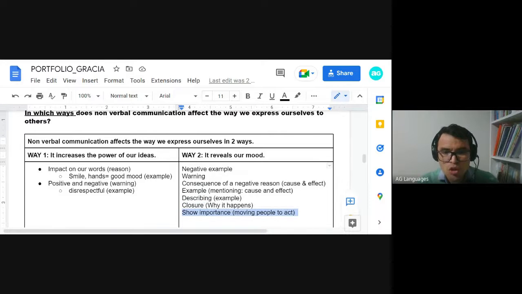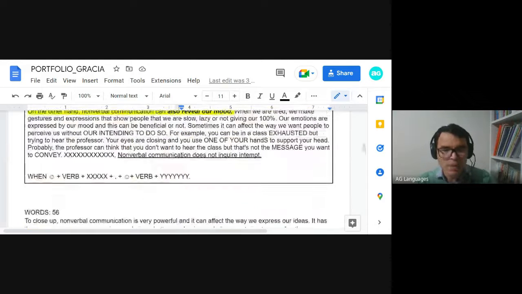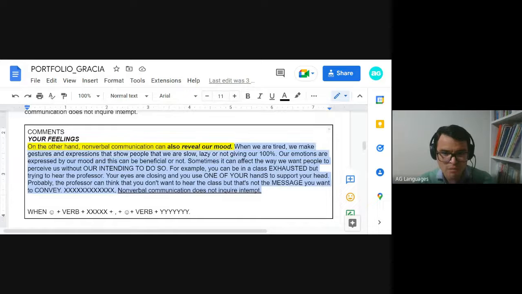And now she needs to show the importance of what she has just mentioned by moving people to act. So this is a strategy, correct? And now she needs to understand this strategy, and then implement the strategy in the paragraph. So that is what she's trying to say. However, we don't have transitions, connectors, subordinating conjunctions, or just coordinating conjunctions that can help us make her point clear. So that's what you have to do when you write.